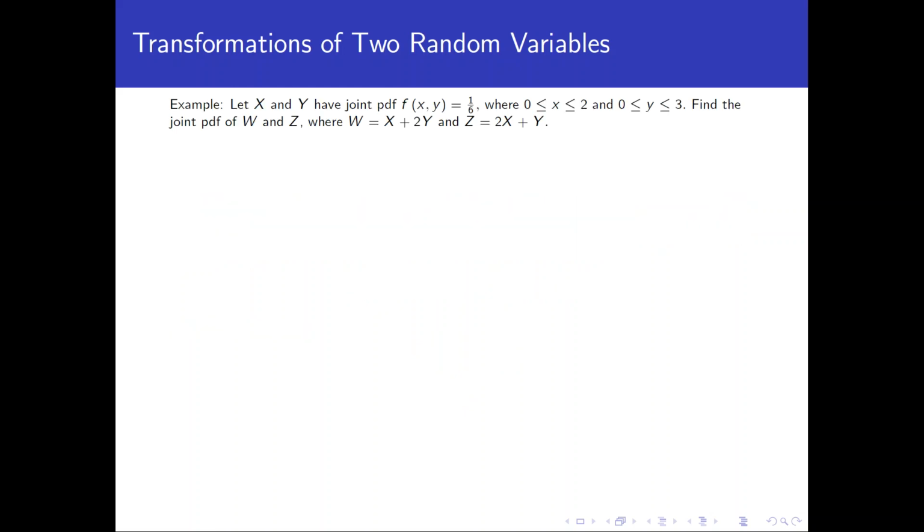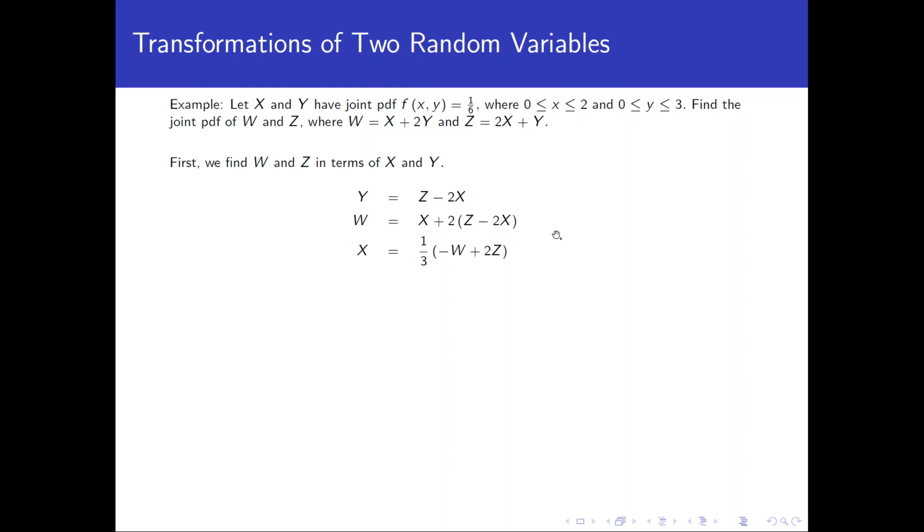We've got, in this example, x and y have a joint PDF that's constant, so it's uniform over this rectangle. And we want to find the joint PDF of w and z, where w is x plus 2y and z is 2x plus y. Alright, so the first thing we have to do is invert this transformation, meaning we need to get x and y in terms of w and z. So the first thing we'll do is solve the second one for y. We'll plug that into the expression for w.